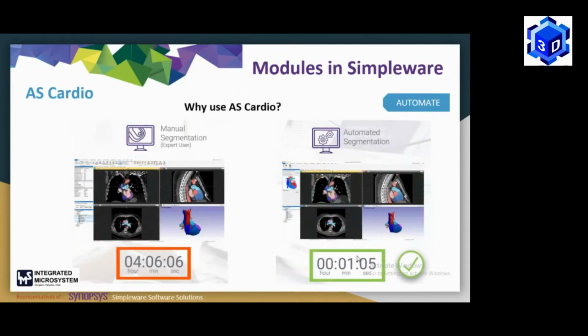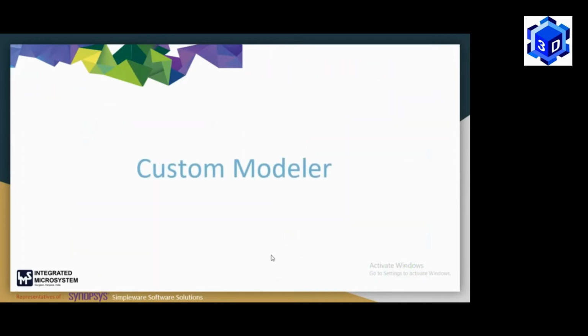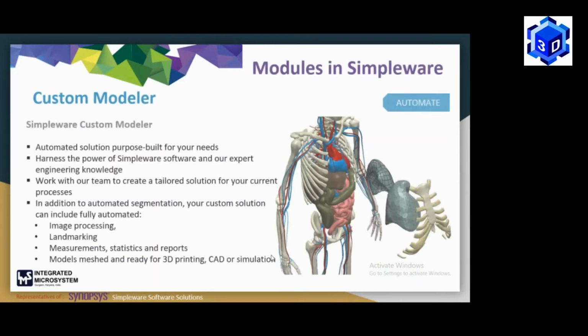In the same way, manual segmentation takes a lot of time for doing any kind of segmentation. Then this particular AS Cardio module is used for saving user time. So this is a custom module basically. This is also one of the portions that is used for measurement of any kind of stats and reports, and models can be generated.